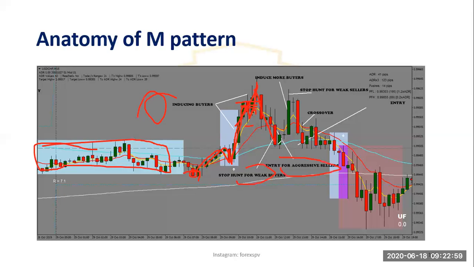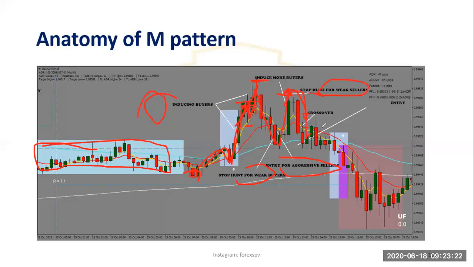And then he'll be inducing more buyers going long, and eventually you see the market reversing. And sometimes this second leg comes to break the first leg, and that will be a stop hunt for weak sellers. And eventually the market will reverse.